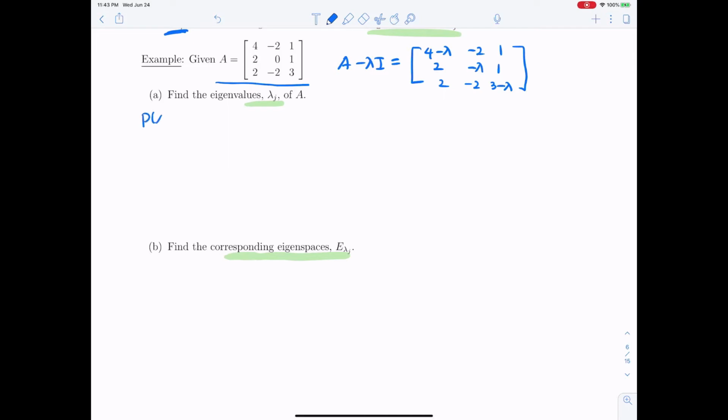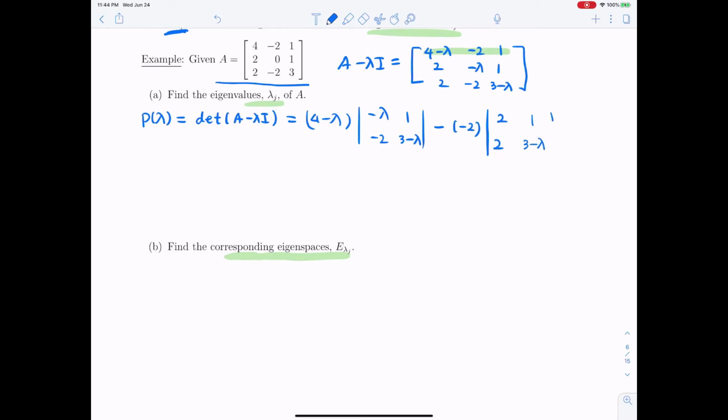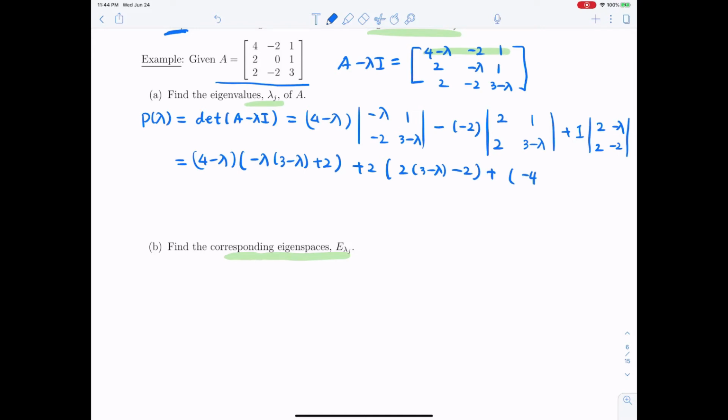Basically, the characteristic polynomial P of lambda is defined as the determinant of A minus lambda I. If you choose the first row to expand, then we have 4 minus lambda times the determinant of negative lambda, 1, negative 2, 3 minus lambda, minus negative 2 times the determinant of 2, 1, 2, 3 minus lambda, plus 1 times the determinant of 2, negative lambda, 2, negative 2. This gives you 4 minus lambda times negative lambda times 3 minus lambda, plus 2, plus 2 times 2 times 3 minus lambda minus 2, plus negative 4 minus 2 lambda, so it's plus 2 lambda. And this equals lambda squared minus 3 lambda plus 2.